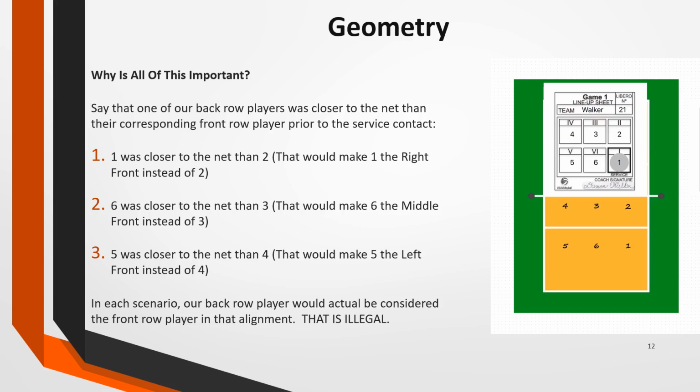Or say that 6 was closer to the net than 3 prior to service contact. That would make 6 the middle front instead of 3, even though we know 3 is the middle front. Or say that 5 was closer to the net than 4. That would make 5 the left front instead of 4, even though 4 is the legal left front. Basically, in each of these scenarios, our back row player would actually be considered the front row player in that alignment prior to service contact. And if service contact were made where one of those scenarios happened, this would be illegal.